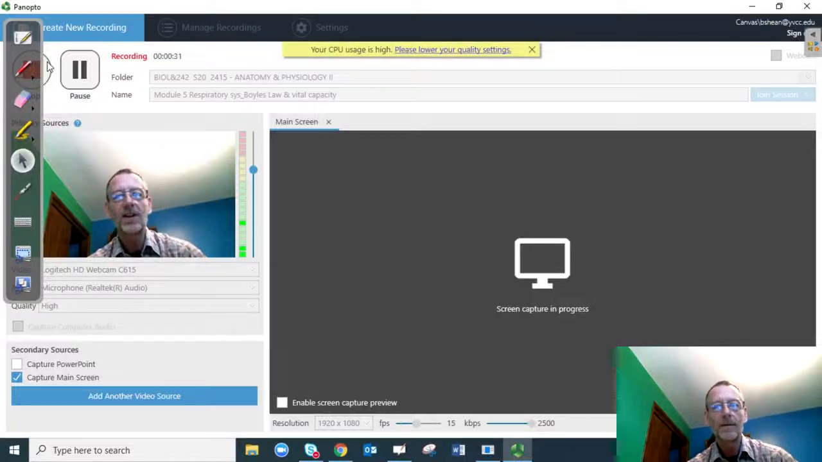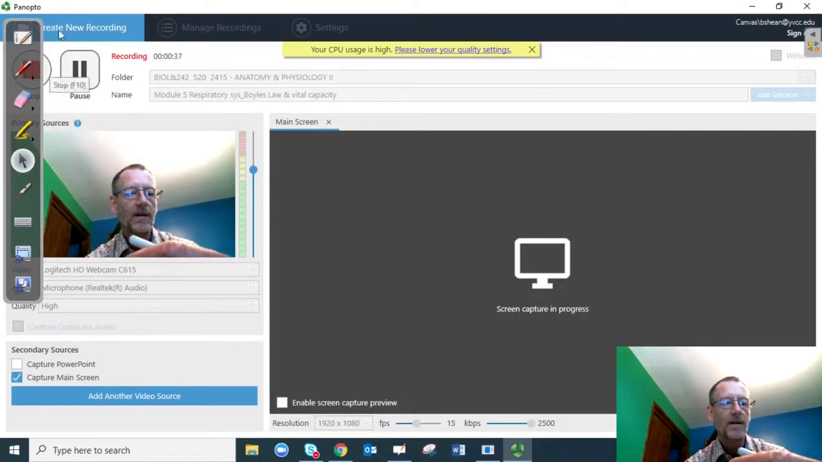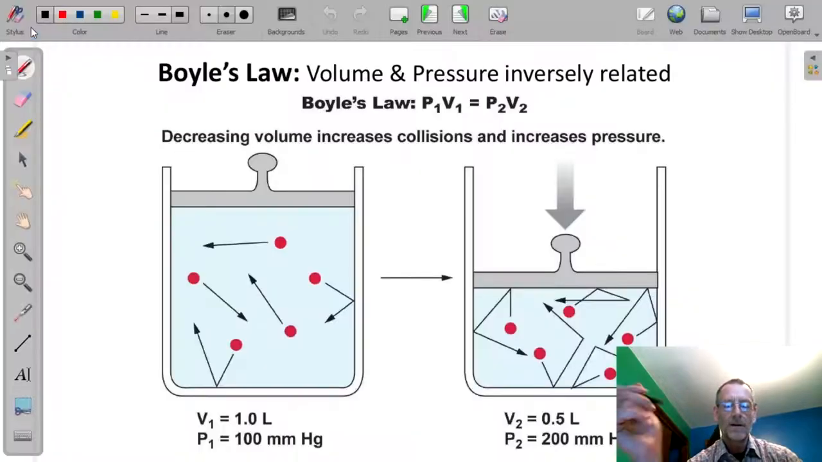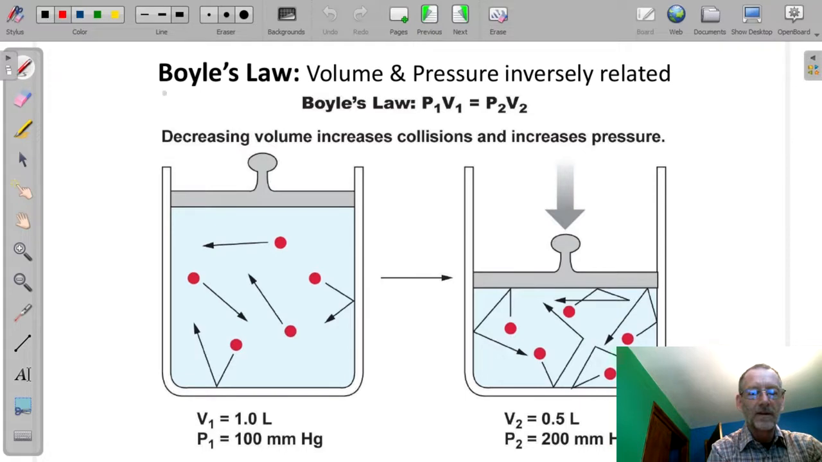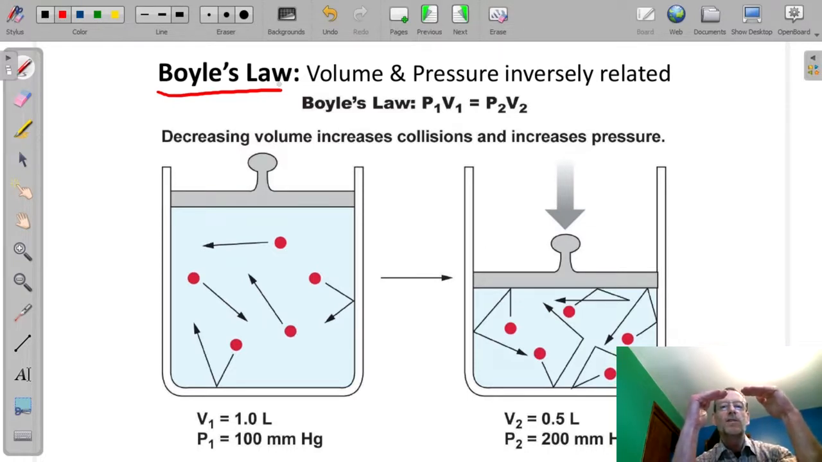Let's talk about Boyle's Law and vital capacity and other pulmonary volumes. Boyle's Law is one of the classic gas laws learned about in chemistry, and it relates volume and pressure, and those two are inversely related. So the idea is that as one goes down, the other has to go up, and vice versa.